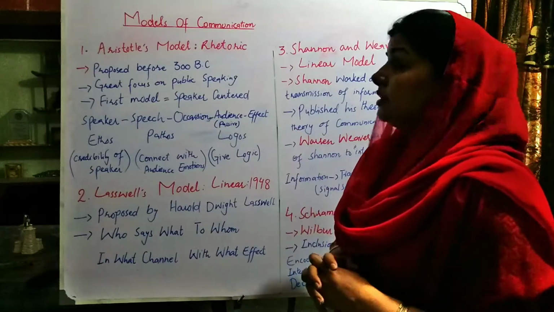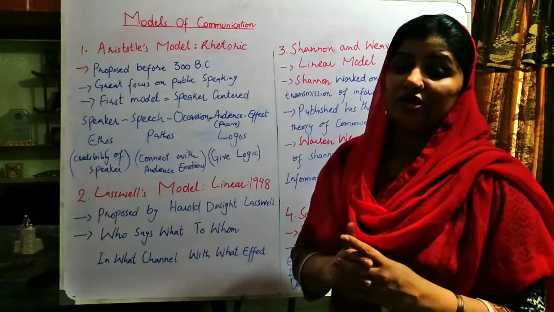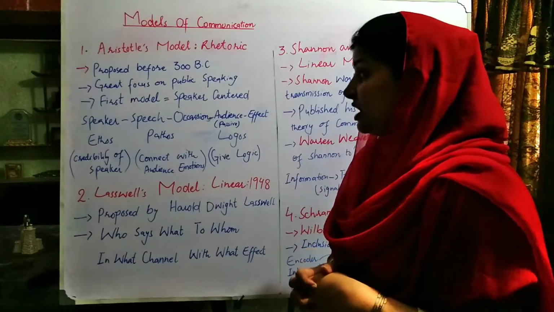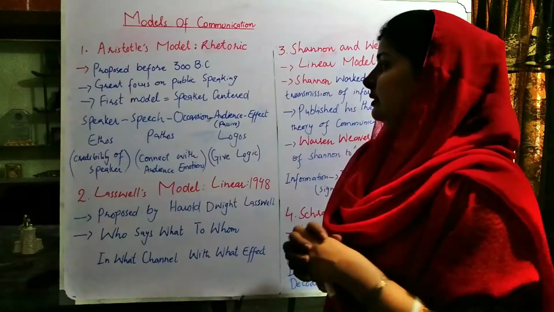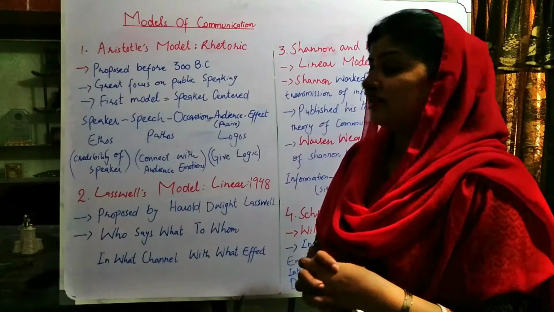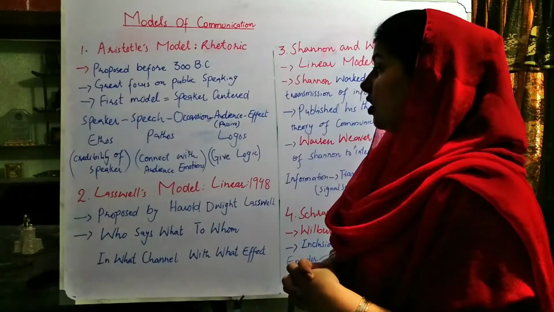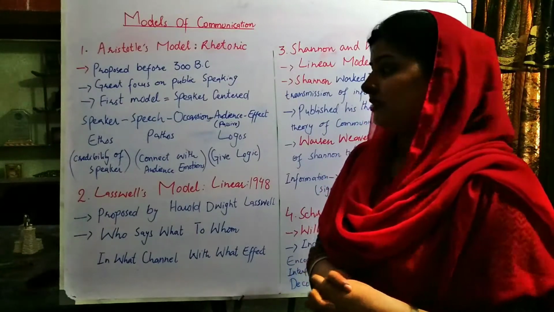Aristotle's model is a rhetoric model. It was proposed before 300 BC. It has great focus on public speaking. It was the first model and it was speaker centered. The model narrates itself as speaker, speech, occasion, audience, effect. In this model, the audience is passive.